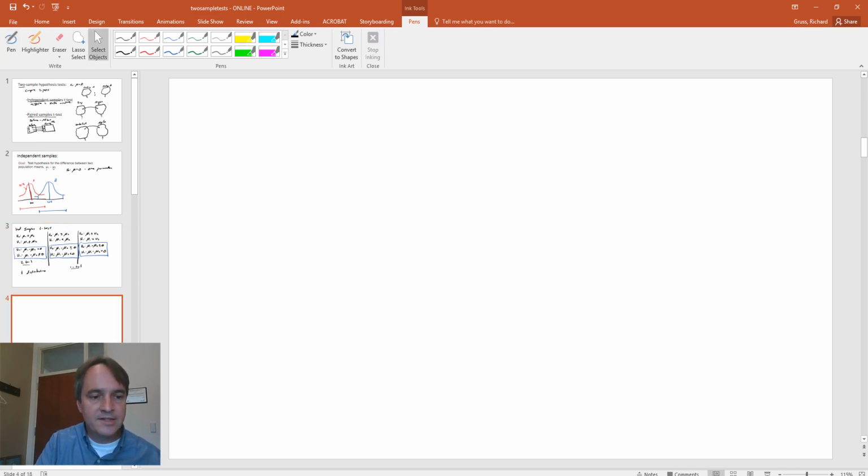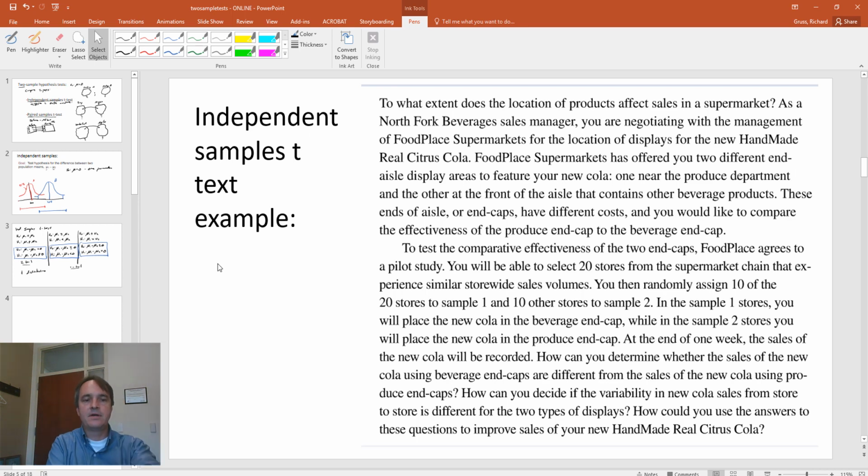Okay, so we're going to take a look at how you compute a t-test by looking at this particular example. We want to know if the location of where exactly you put beverages in a grocery store actually has an effect on their sales. You're a sales manager and you want to know if there's a difference between two different kinds of end caps. The end caps are those shelves on the ends of the grocery store aisles. So you have two choices here.